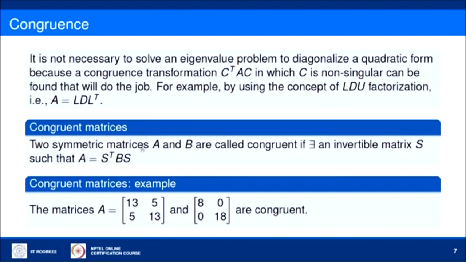Now, two symmetric matrices A and B are called congruent if there exists an invertible matrix S such that A equals S transpose B S. For example, here the matrices [13 5; 5 13] and [8 0; 0 18] are congruent, because just now we have seen that there exists a matrix Q, which is [1/root 2, -1/root 2; 1/root 2, 1/root 2], such that A equals Q D Q transpose, where D is [8 0; 0 18] and A is [13 5; 5 13].